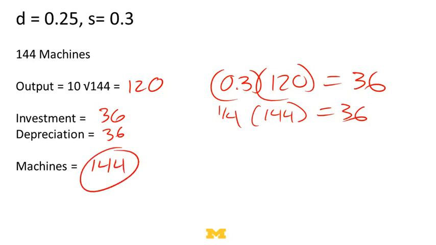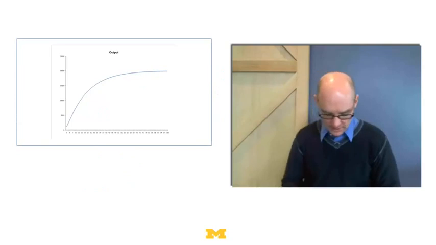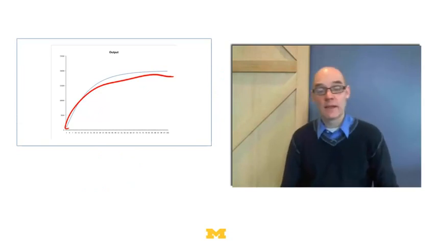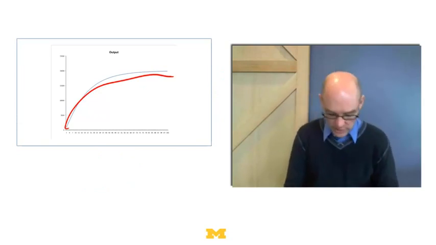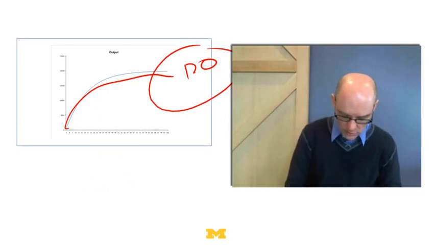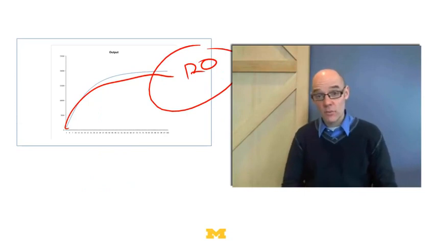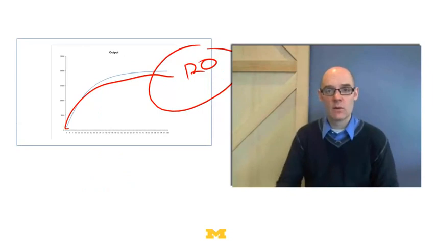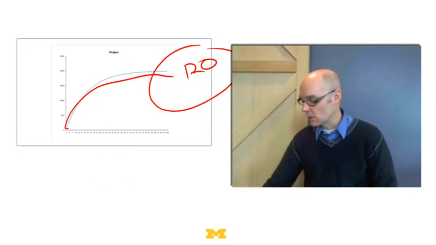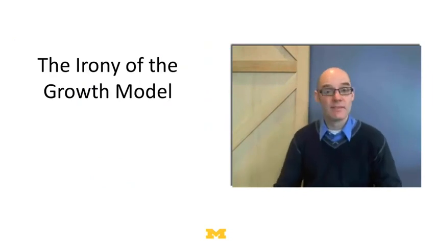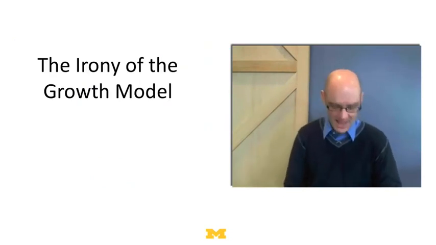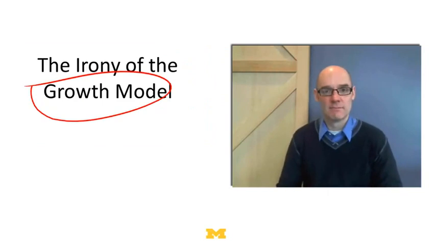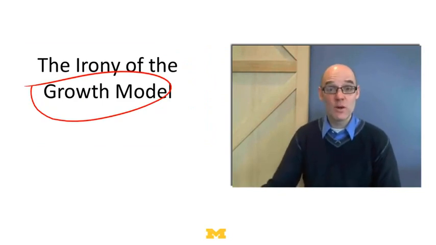The number of new machines and the number of old machines exactly cancel out, and that's exactly where that curve finishes, right? Output is going to be at 120. So what we get is a long-run equilibrium in this model of exactly 120 units of output total. Okay, no wait, notice there's something ironic here. I called this a growth model. Well, what's ironic about this? What's ironic is that eventually there's no growth, right?